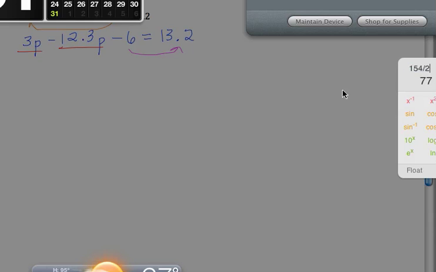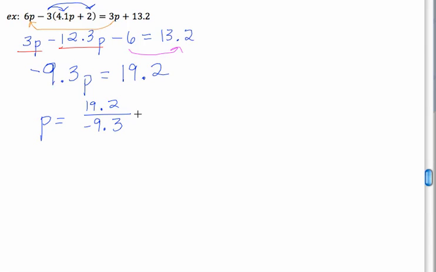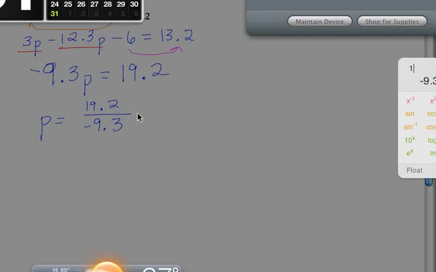It's not letting me move my calculator to where you can see it, but anyways, 3 minus 12.3 is negative 9.3. So on the left we have negative 9.3p equals, now we're going to move this 6 over, 13.2 plus 6, 13 plus 6 is 19.2. So p is 19.2 divided by negative 9.3. Definitely need a calculator for that.